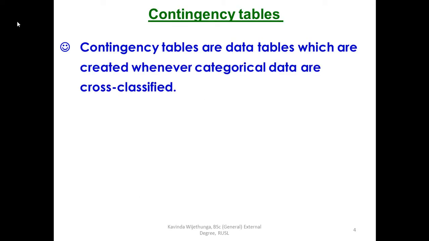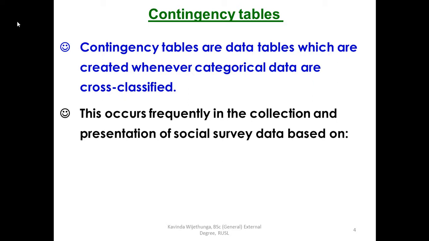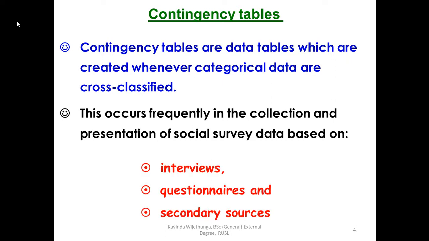Contingency tables. Contingency tables are data tables which are created whenever categorical data are cross-classified. When we are using categorical data, we have to use contingency tables. This occurs frequently in the collection and presentation of social survey data based on interviews, questionnaires and secondary sources. It means when we analyze data that is mainly qualitative, if we can convert some qualitative data into numerical values, in that case we can use the contingency table in SPSS to interpret the collected data.